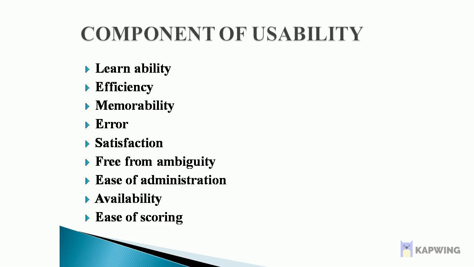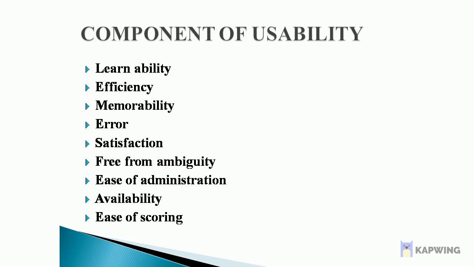Memorability. After learnability and efficiency, the third component is memorability. Error. The most important component of usability is error. With the help of error, the subject comes to know about their weakness. Satisfaction. The last component of usability is satisfaction. When the subject faces fewer errors, the satisfaction level will increase. Free from ambiguity. The directions on how to solve the test should be clear and understandable by the subject.